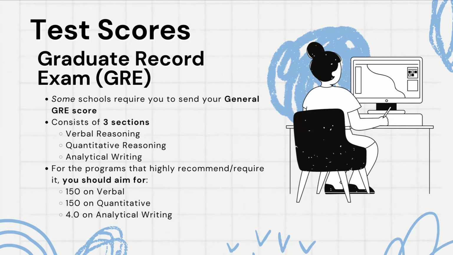So we'll dive into this more in a later meeting, but just as a general overview, it does have 3 sections. There's verbal reasoning, quantitative reasoning, and analytical writing. And then mostly for scores, you want 150 on verbal, 150 on quantitative, and a 4.0 on analytical. So if you have any questions on that, we will be diving deeper here in a couple weeks about all that fun stuff. So don't stress about that quite yet.